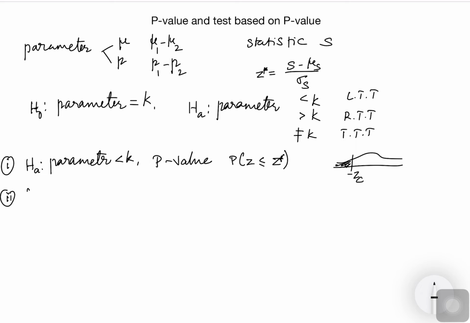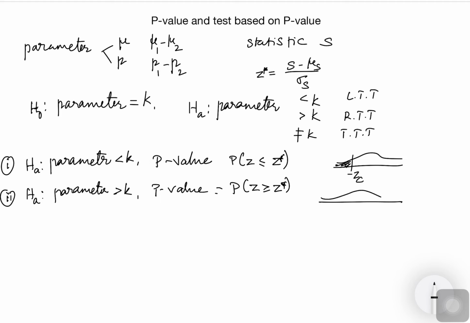Then for a right-tailed test, the alternate hypothesis is the parameter is greater than k. In this case, the p-value is given by the probability of all z greater than or equal to z star. Here we expect the z star value to be positive. And this is zc for the right-tailed test, and anything above zc we would be rejecting.